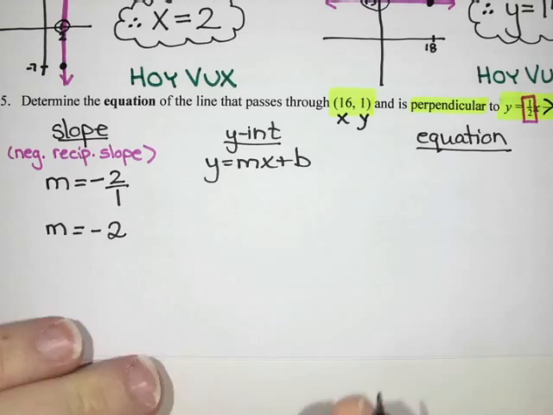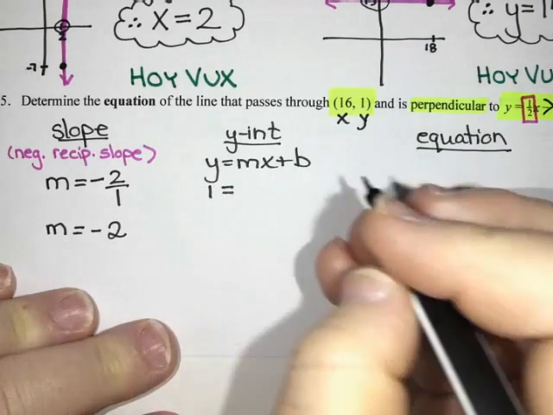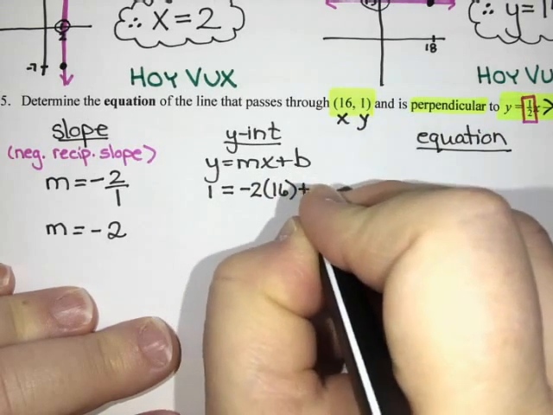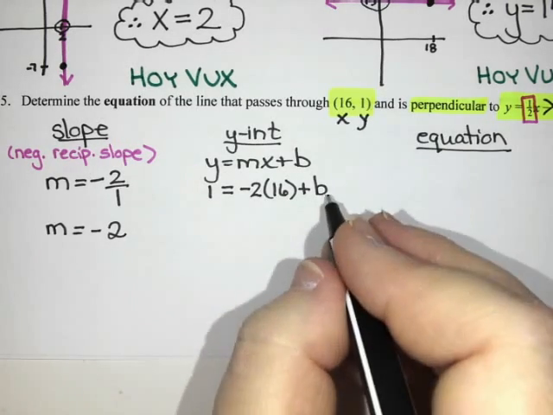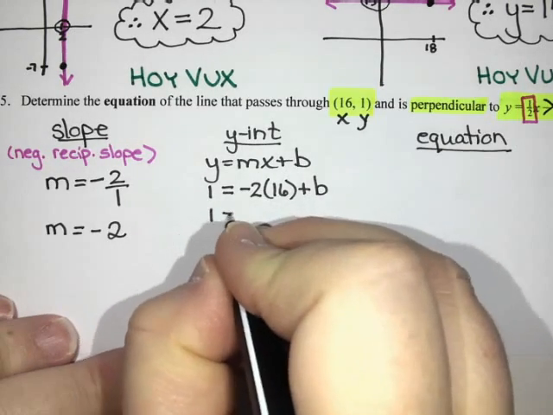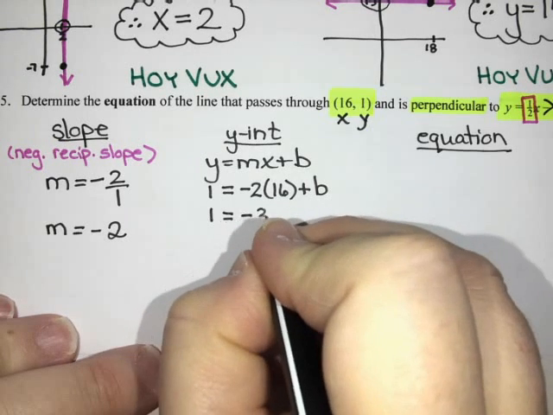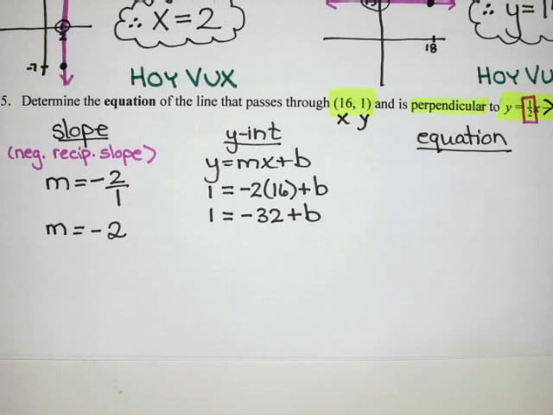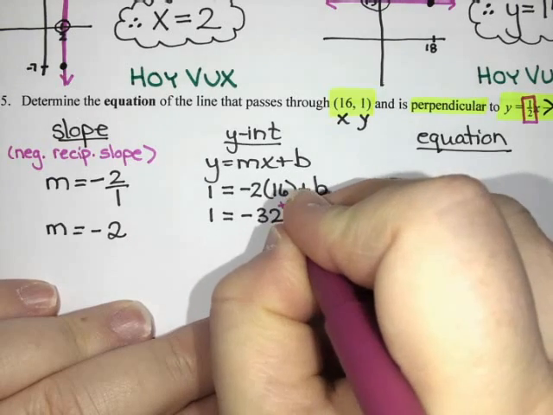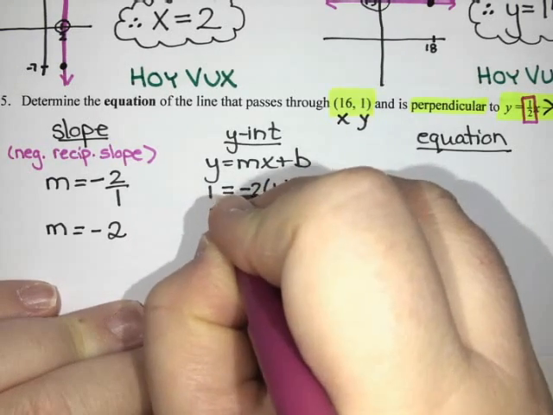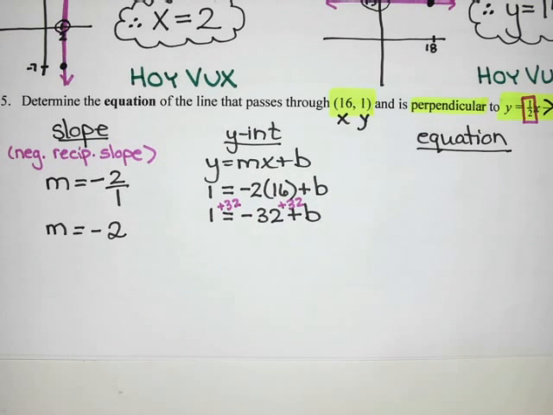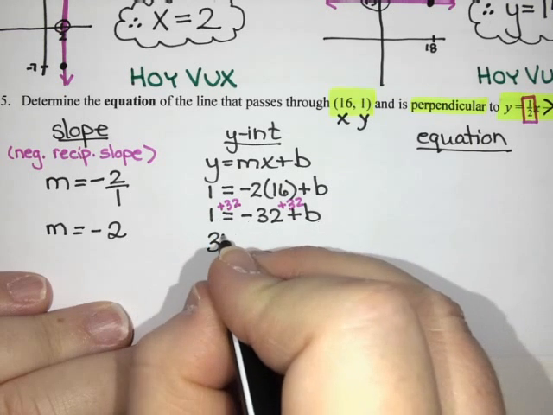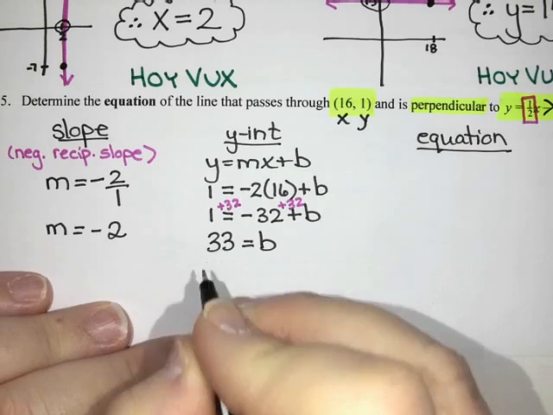So for my y value, I'm going to put in the number 1. For my slope, -2. For x, 16, and then plus b. So b is the y-intercept we're going to try to solve. So I am going to multiply -2 and 16, which is -32. And then I want to get b by itself, so I am going to add 32 to both sides. If you're not comfortable doing that, you can flip the equation over first and then add 32. Whatever works better for you. So 1 plus 32 is 33, and that's my y-intercept.